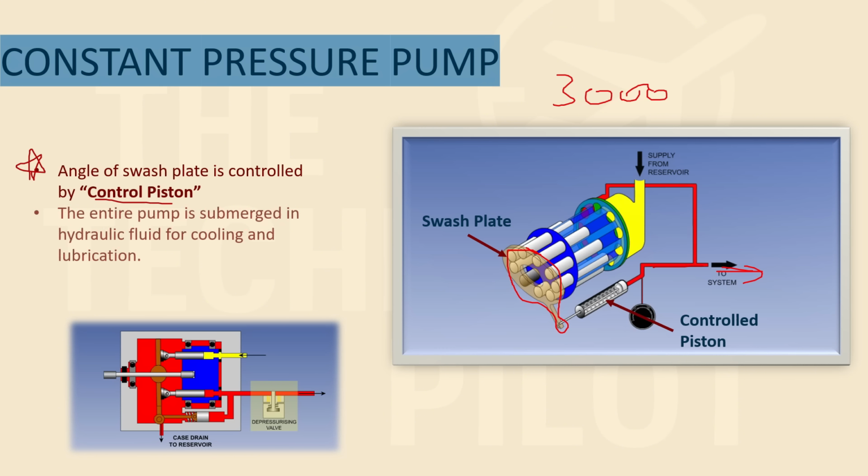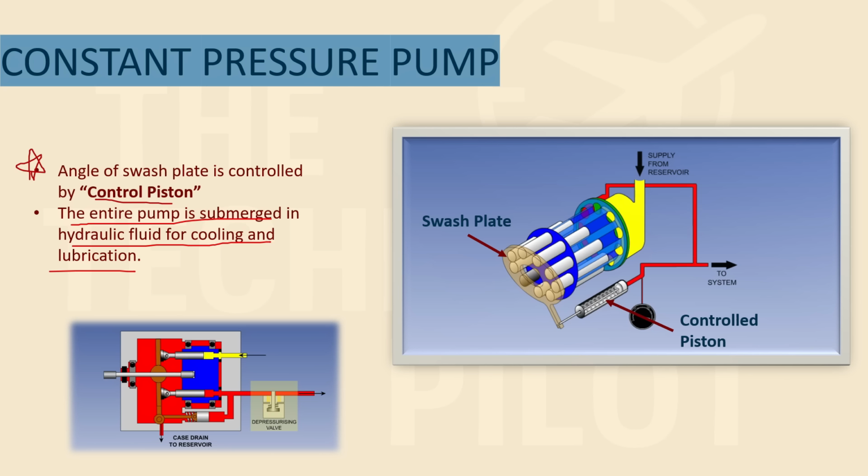The next point is the entire pump is submerged into hydraulic fluid for cooling and lubrication. These kinds of pumps have a lot of moving parts. Almost the whole pump is moving. These white colored cylinders that you're seeing here are all moving, and the swash plate is also not fixed with these pumps. So there is constant friction happening between these parts.